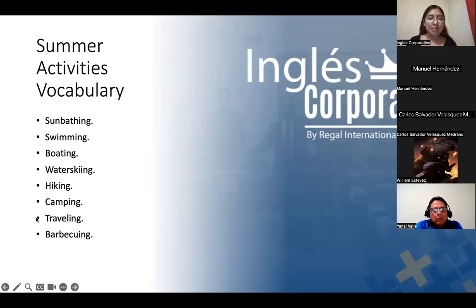We have traveling. This is the most common. Viajar. It means que no solamente puede viajar en avión, sino you can travel by bus, on your car. You can travel aquí en el mismo país, o puede hacer el exterior. This is a very common activity for the summer here in El Salvador, because we tend to visit different places, such as touristic places, and also travel to the beach with your family and those stuff. You can travel to the museum, to the beach, to the pool. There are a lot of places where you can do this.